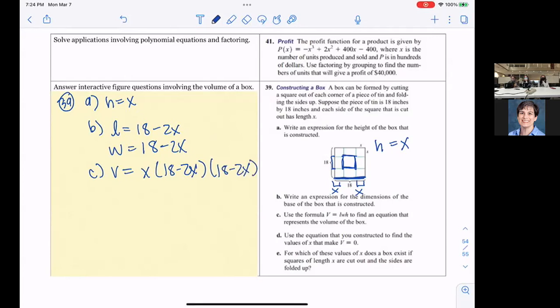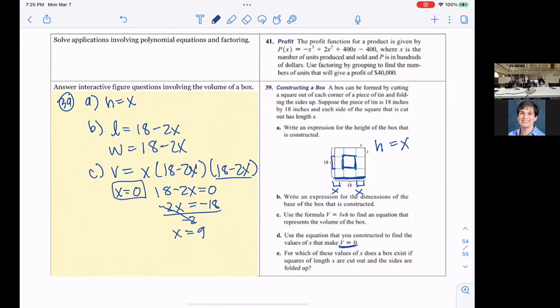For D, use the equation that you constructed to find the values of X that make V equal 0. Now we could set each of these factors equal to 0. We could have X equals 0, or 18 minus 2X equals 0, and the other factor would be the same as this one. Solving this, we have negative 2X equals negative 18, and dividing by negative 2, X equals 9. So the volume would equal 0 if either X equals 0 or X equals 9.